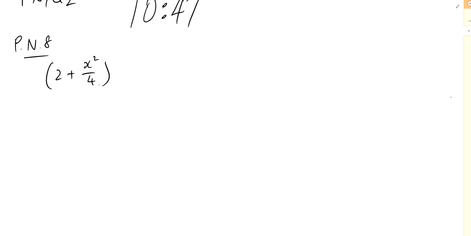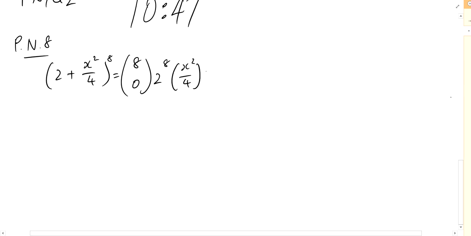Okay, so they want the first 4 terms. So we are familiar with the format. This is power 8. So 8 choose 0, 2 power 8, x squared over 4 power 0, plus 8 choose 1. Sorry? Ascending order. For which term? X, right? Can you look at my first term? What's the power for x? 0. Okay, we look at the second term.